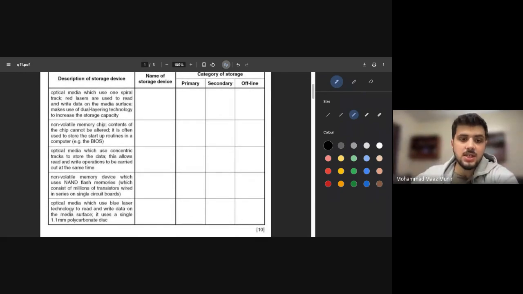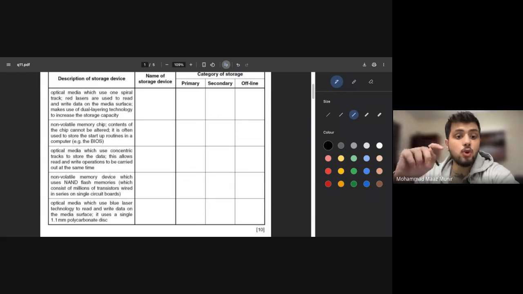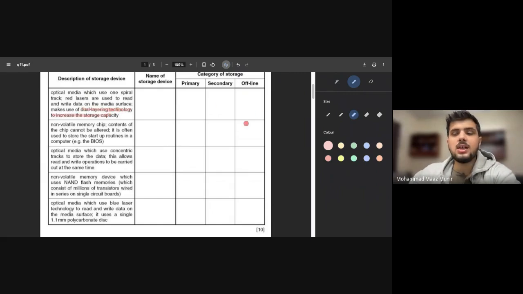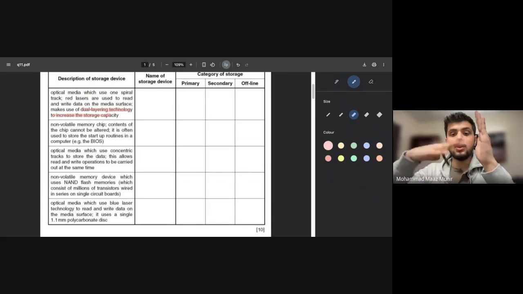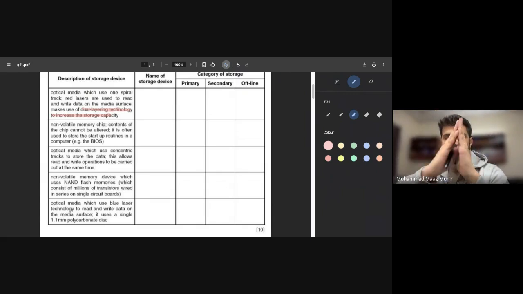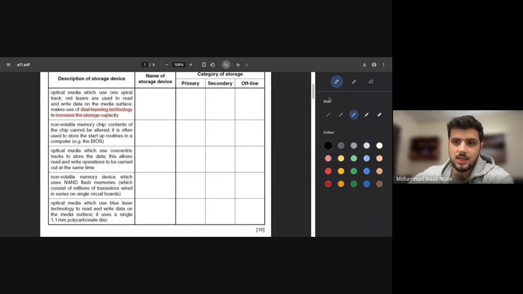So the very first one is talking about an optical media, which makes use of one spiral track alongside red lasers. Red lasers are used to read it and to write data on it, and it makes use of dual layering technology. So remember, whenever we hear the word dual layering, that's a pretty good hint that it's talking about DVD. You can assume that we have one CD and then another CD, and when you combine the two CDs together into one single disc, it's known as a DVD. That's the super basic concept understanding of what a DVD is. So the answer to the very first part is a DVD.